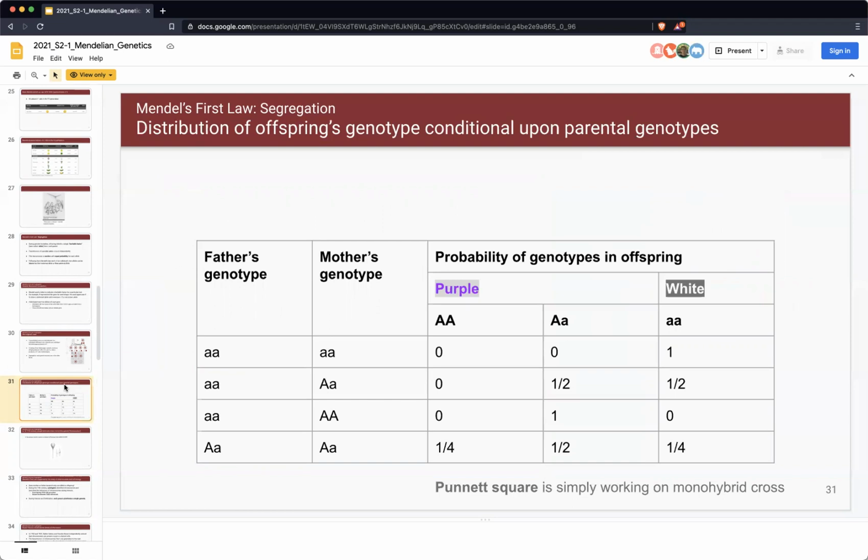Now we can use the Punnett square, right? The Punnett square can work in a monohybrid cross or the dihybrid cross we discuss later. At the time Mendel proposed his idea, Punnett wasn't born yet. So Mendel didn't know anything about Punnett, but later Punnett developed the Punnett square, and we can easily calculate how Mendelian genetics work in a trait.